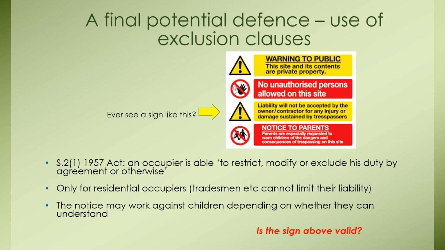Interestingly, you may have seen signs like the ones displayed, but if they are displayed by a tradesman or an independent contractor, they're not going to exclude the duty. They may be taken into account, but by the Act it's not going to give them a full proof defence. It may work against children, but obviously it depends on the child whether they can understand. A 5-year-old may not understand that type of sign or that warning, for example. So I just want you to think about, before you move on, whether the sign above would be valid.